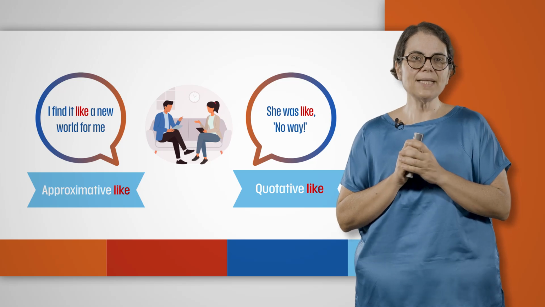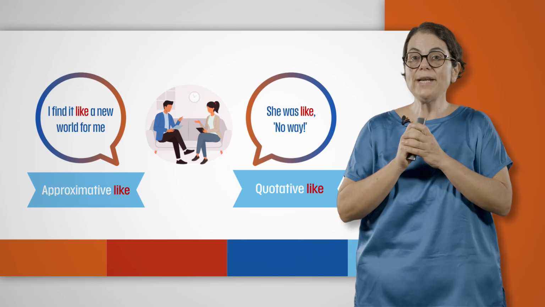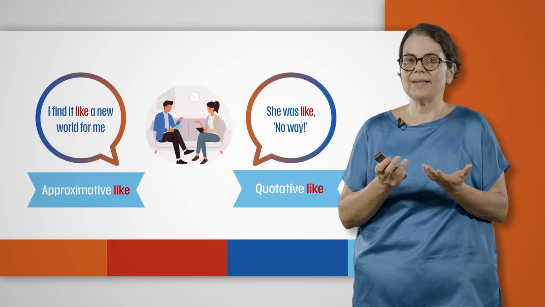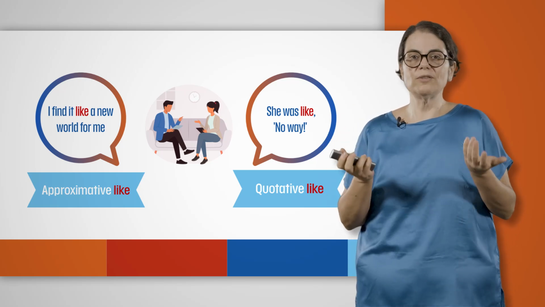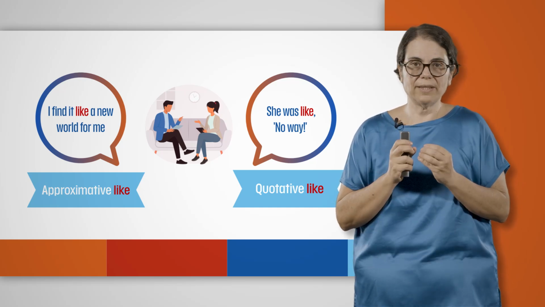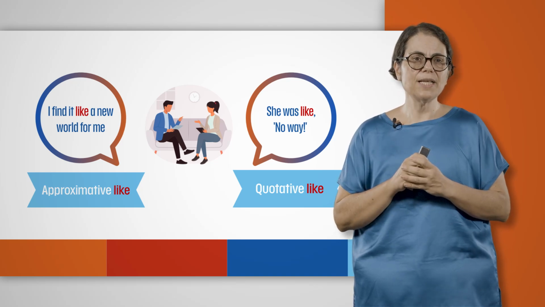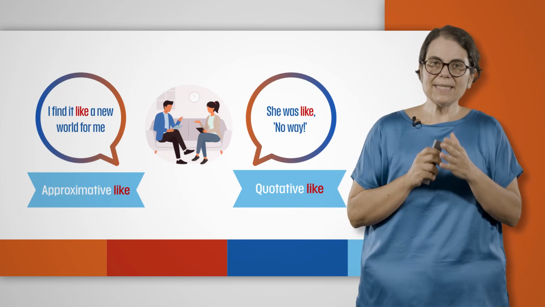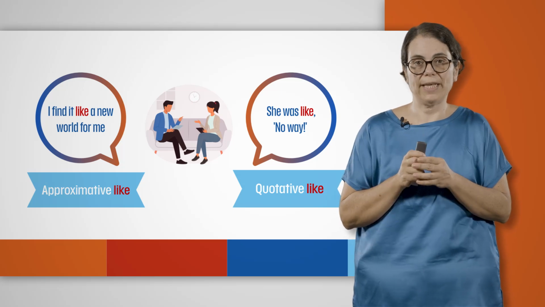One use is as an approximative discourse marker, when you would like to signal that what you're about to say is not very precise. As an example, consider, I find it like a new world for me. Another one is the so-called quotative like that you use to introduce direct speech, as in, she was like, no way. Let us take this last use of like to exemplify the importance of linguistic annotation.